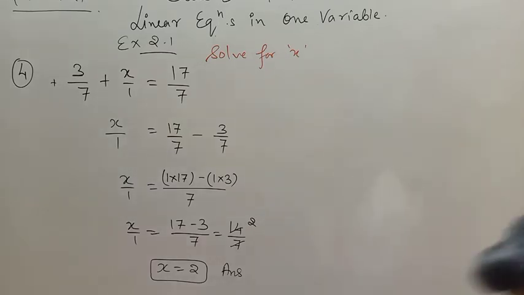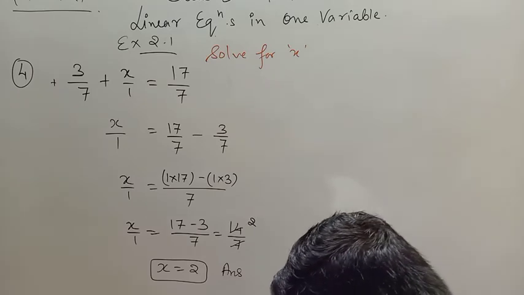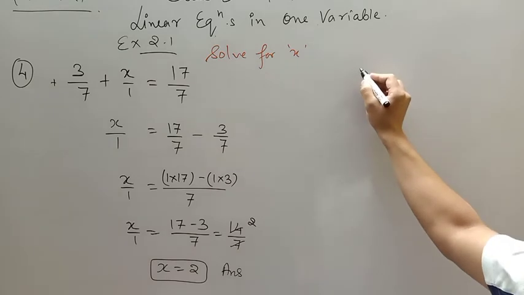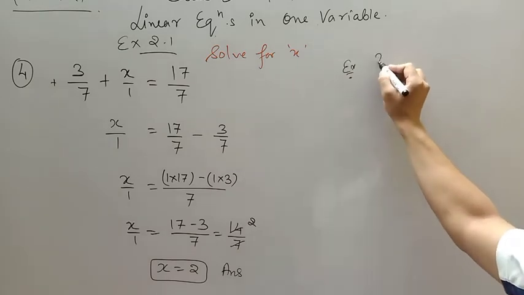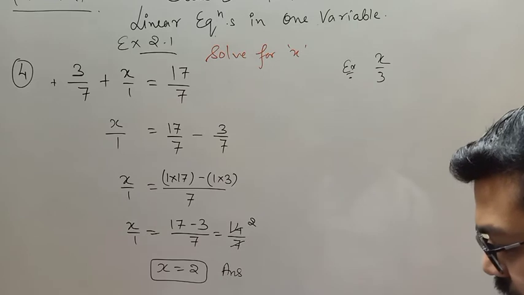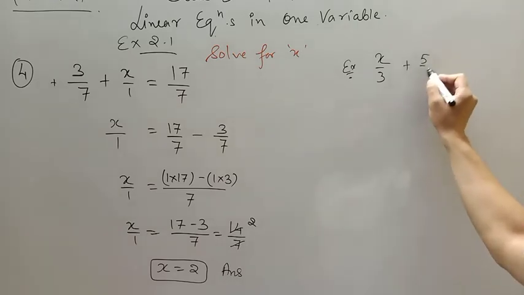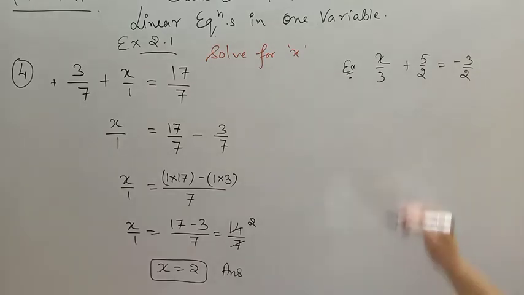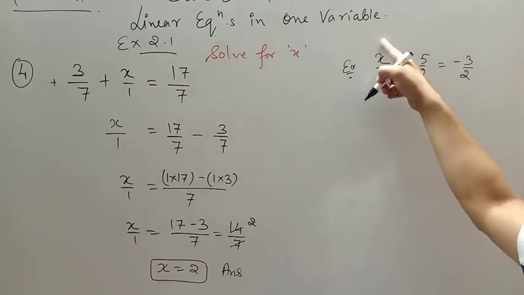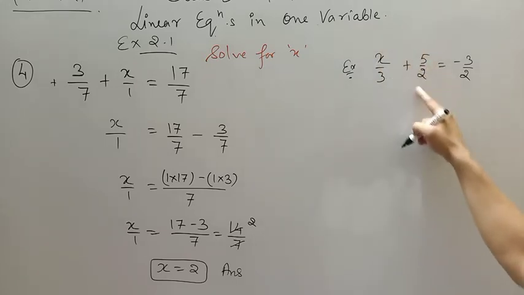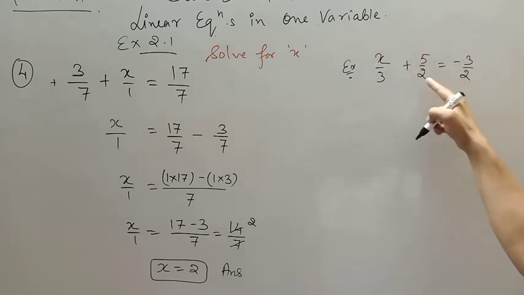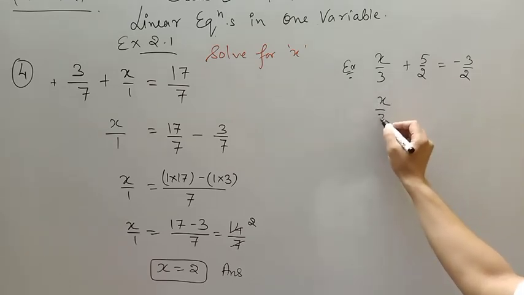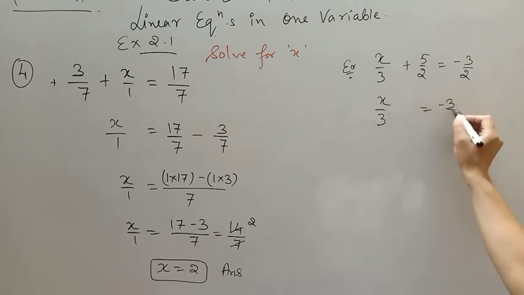Okay, I'll take another example here, and the another example is x by 3 plus 5 by 2 is equals to minus 3 by 2. Again, this is a variable term, this is constant, this is constant. So again I just club these two constants together. So x upon 3 is equals to minus 3 upon 2.